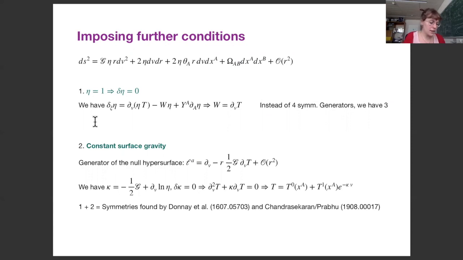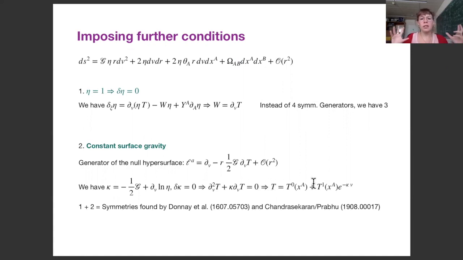Another thing you might ask, if you are physically interested, for example, in black hole physics, is to impose that the generator of your horizon has a constant surface gravity, as is the case in an isolated black hole. So what does that imply? That is the generator of your null hypersurface, and if you compute its surface gravity, it is given by that. You ask that the variation is 0 and that it's constant. What happens is that T is now not an arbitrary function of v anymore. It has to satisfy that equation that I have solved here.